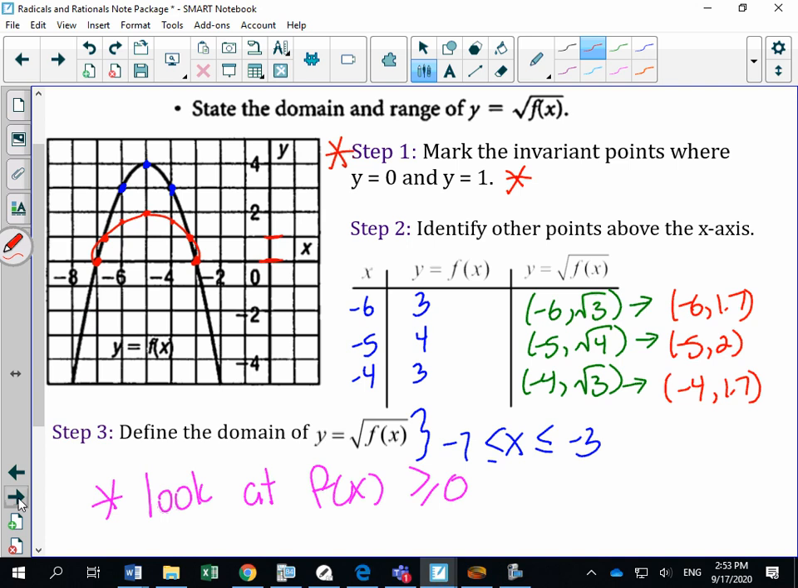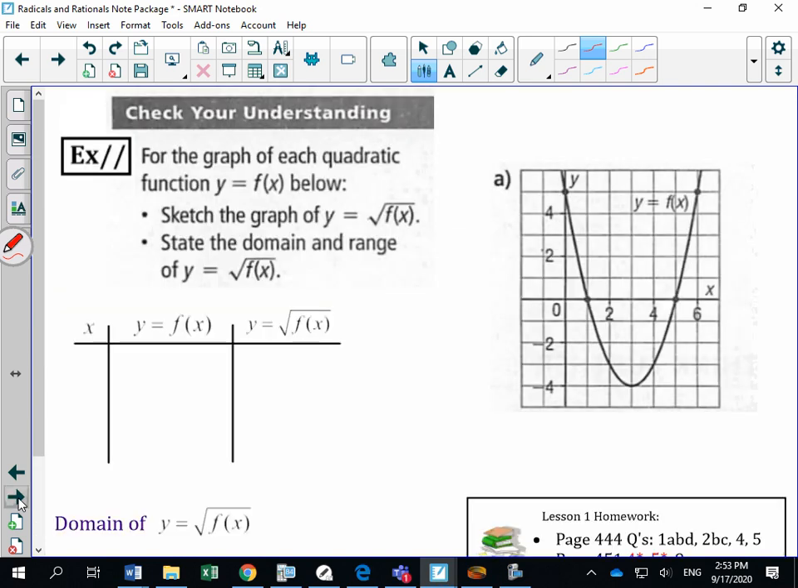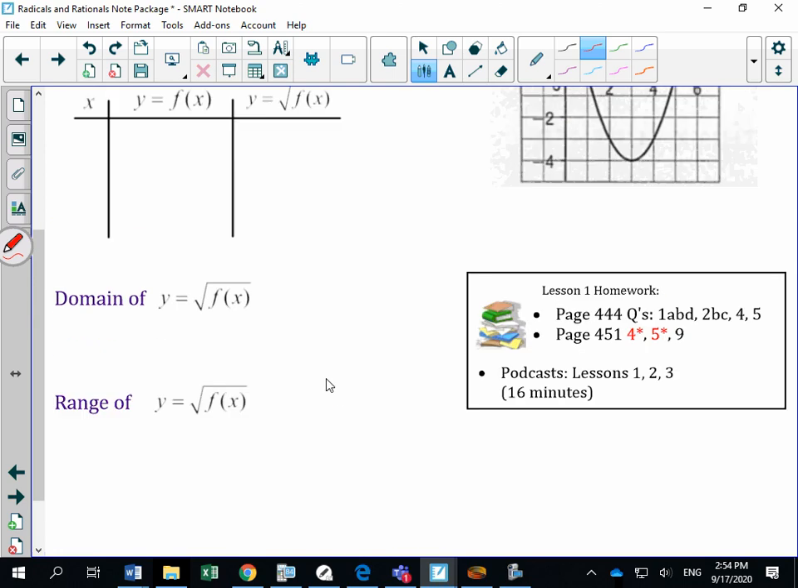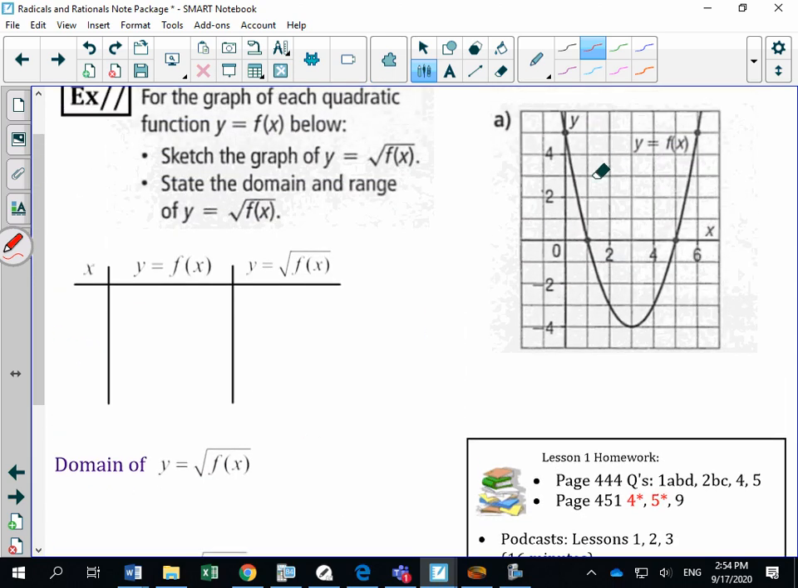Let's do one last question. We're going to be doing the same parabola, except it's going to have a positive a value. So let's look at this. Now, I always like starting with the domain of my radical graph. I get that from looking at my original graph, and I need to look at the piece or pieces of the graph where it's greater than 0.